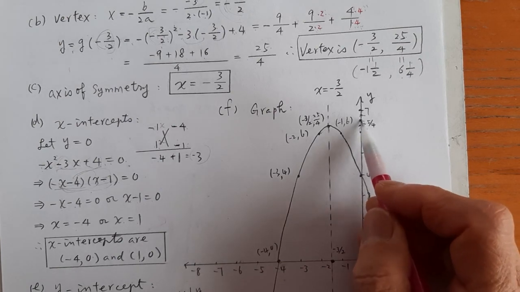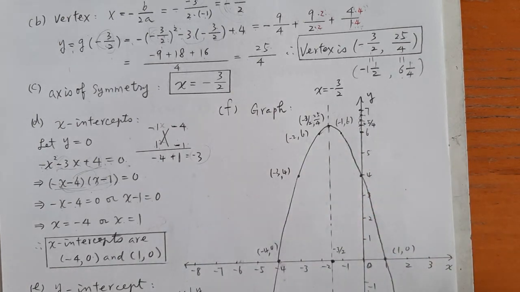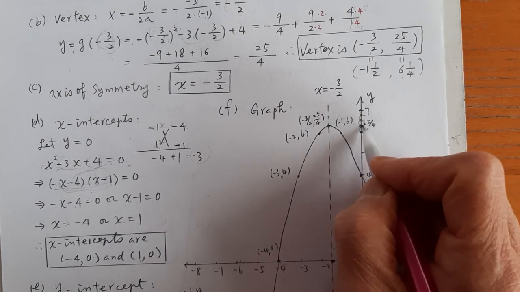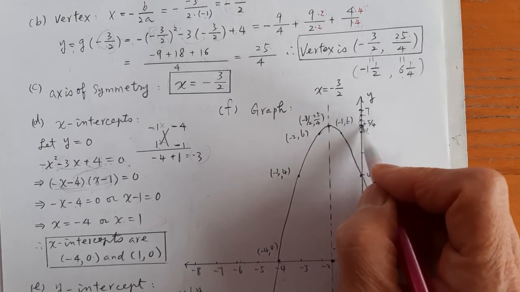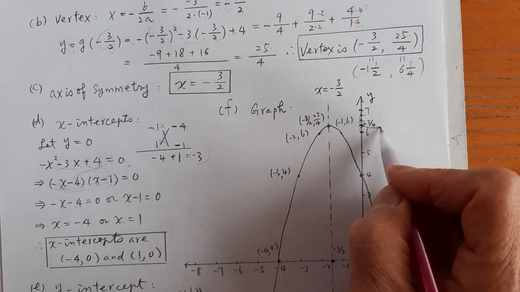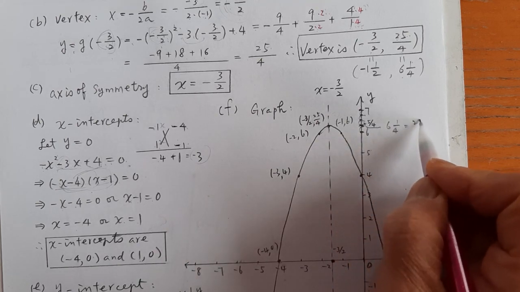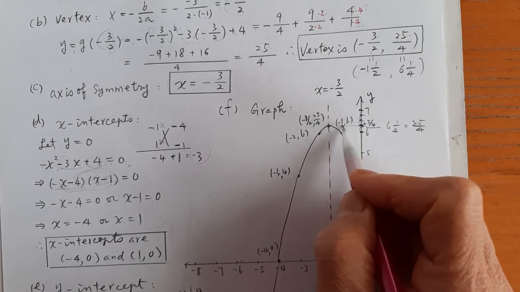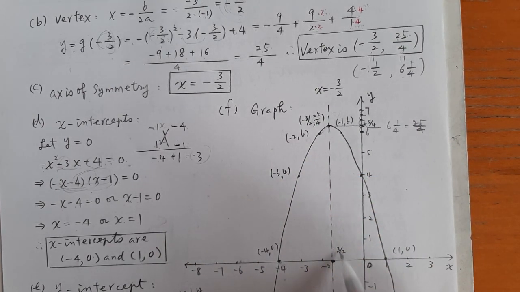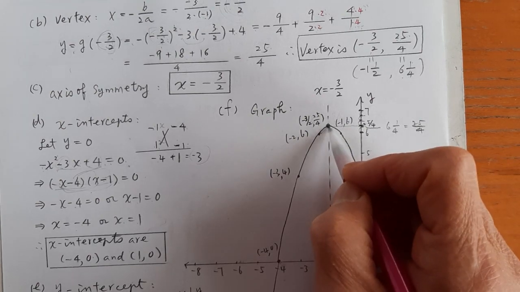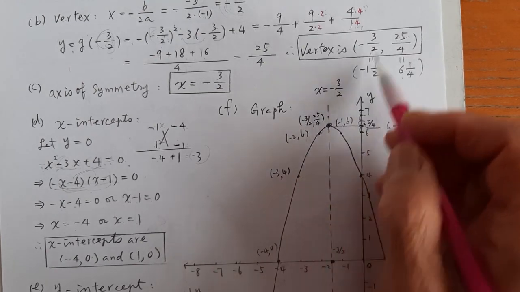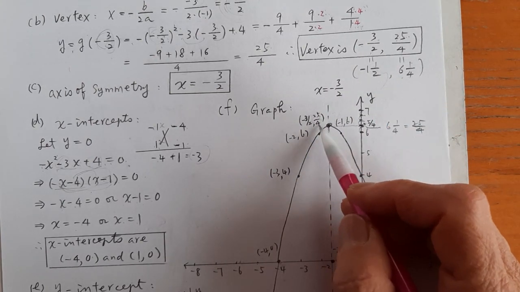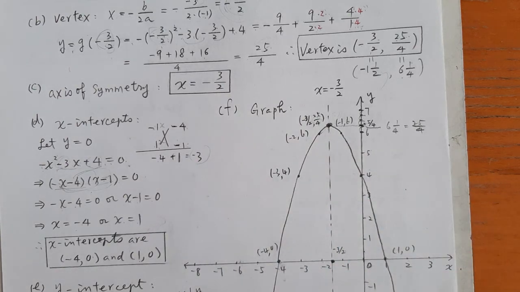Partition it into 1/4, 2/4, 3/4, 4/4, four equal units. The first one is 6 and 1/4, which is 25/4. Then go to the intersection with -3/2 and get this point. That point is the vertex: x coordinate -3/2 and y coordinate 25/4.